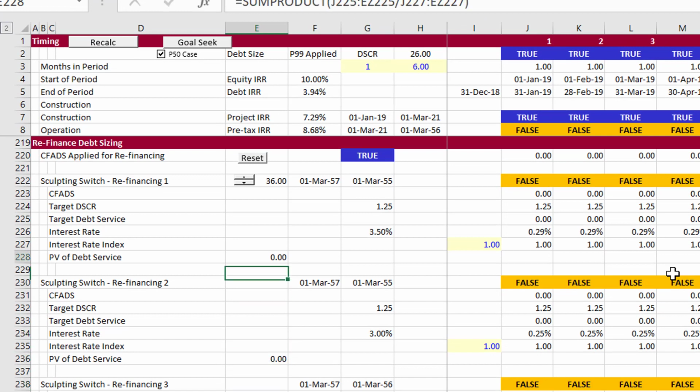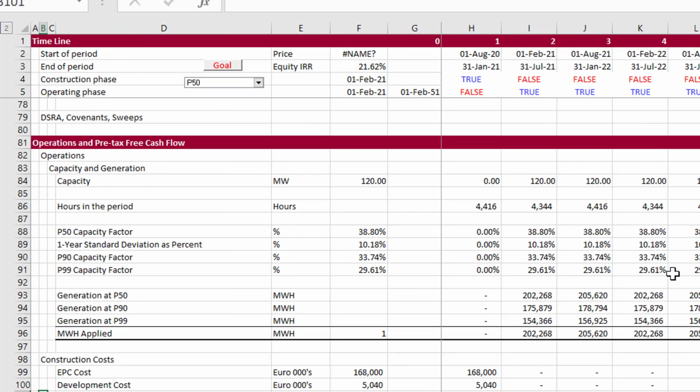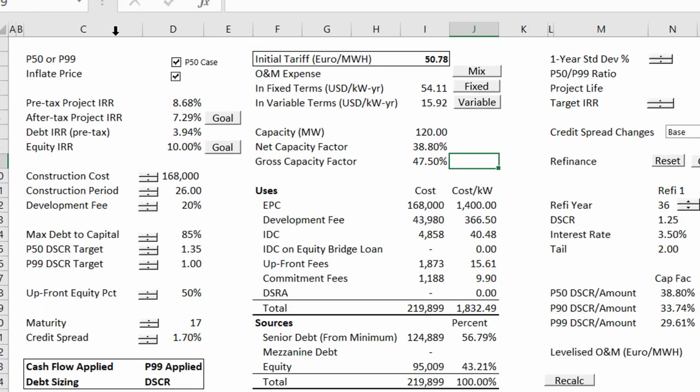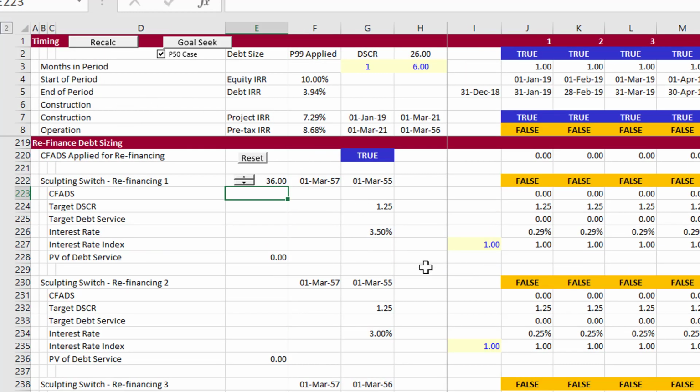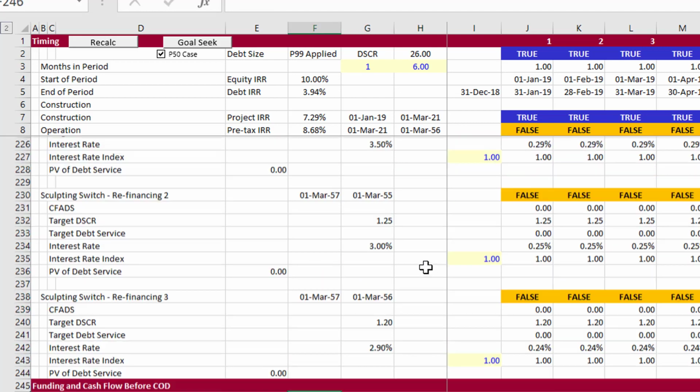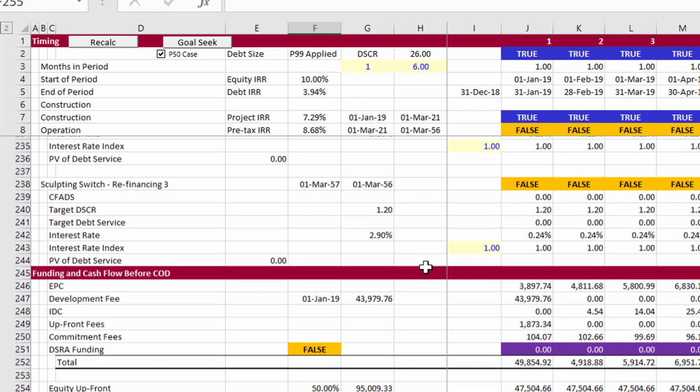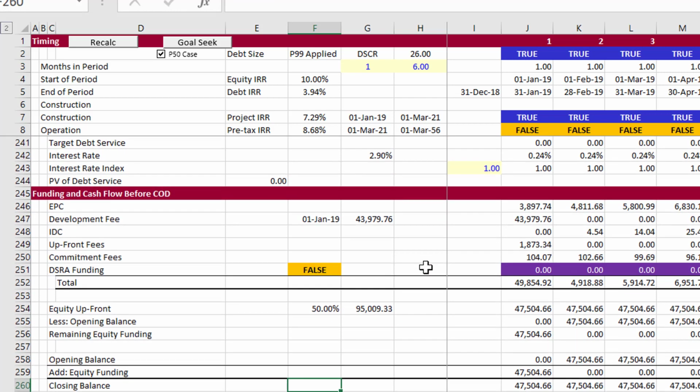And then for the refinancing, it's the same sort of business. You have to figure out the debt size from the CFADS, and this debt size depends on if you're using the P50 or P90 case. Now, I'm always using the P50 case for the refinancing and for the pricing analysis. I suppose you could use a different case, and you'd get a lot lower refinancing, and it wouldn't make as much of a difference, and maybe you wouldn't even want to do it in that case.